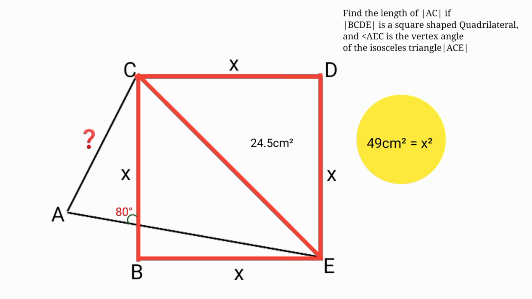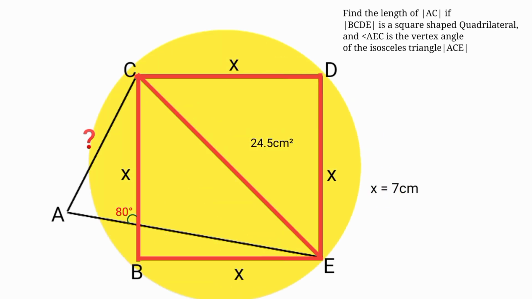To find the exact value of x, we find the square root of both sides. So now square root of 49 centimeters squared equal to square root of x squared. Square root of 49 centimeters squared is 7 centimeters, and here square root of x squared is x, so x now equal to 7 centimeters. Let's substitute it here now.